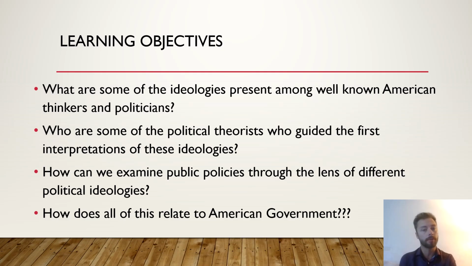So first, we're going to ask, what are some of the ideologies present among well-known American thinkers and politicians? We're not going to dive into the individual politicians as much, but we will explore the different philosophies and ideologies and make sure we have a concrete definition for each. Who are some of the political theorists who guided the first interpretations of these ideologies? We'll look at a theorist, maybe two for each philosophy, and see how their train of thoughts and their works developed over the years and inspired our founding fathers and resulted in the guiding political philosophies that we utilize today.